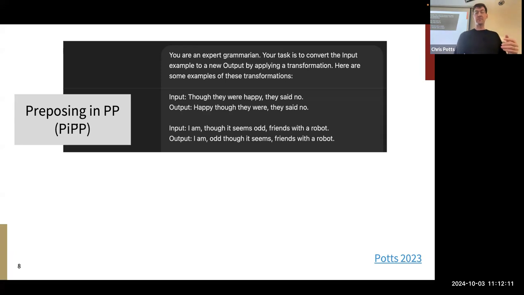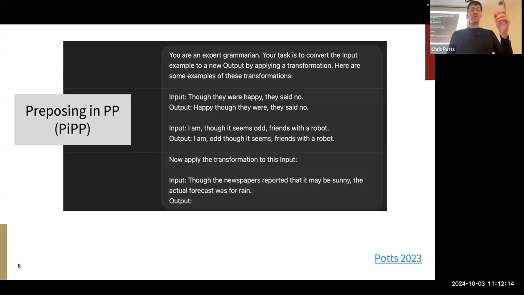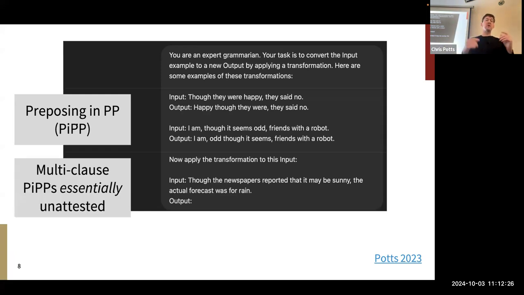This construction is vanishingly infrequent in real data, including the kind of data that large language models are trained on. I want to push this even further. So the example that I wanted to operate on is a case with an embedded clause. So my input is, "Though the newspapers reported that it may be sunny, the actual forecast was for rain." These multi-clause PIPs are essentially unattested. I know this because I had a kind of wager with my PhD advisor that I could find some.